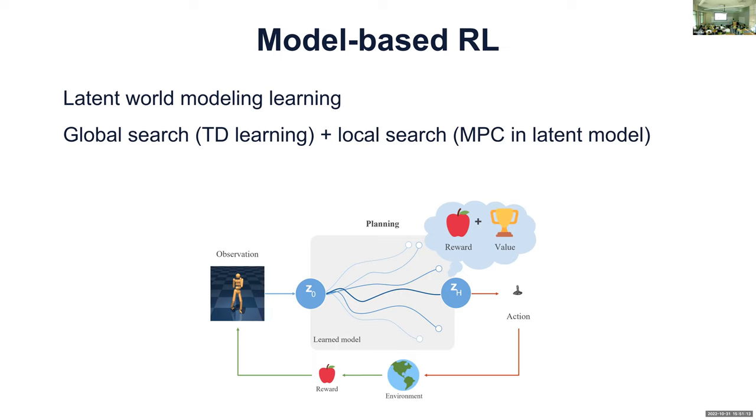But for this work, it also combines the global search represented by temporal difference learning and the local search, which is like model predictive control in a learned latent model. If you're interested, welcome to read the paper. And also Nicholas will be invited to give another talk.